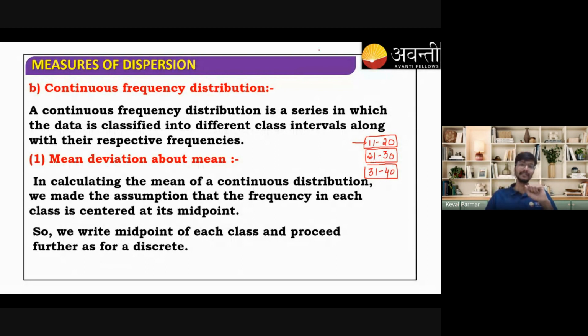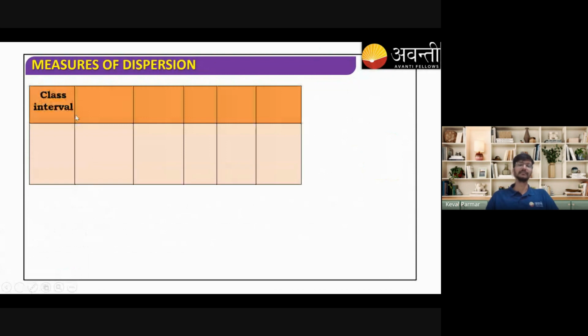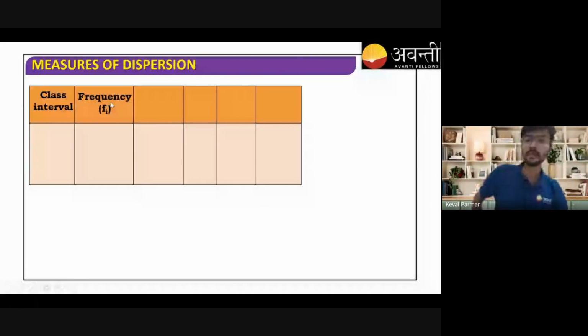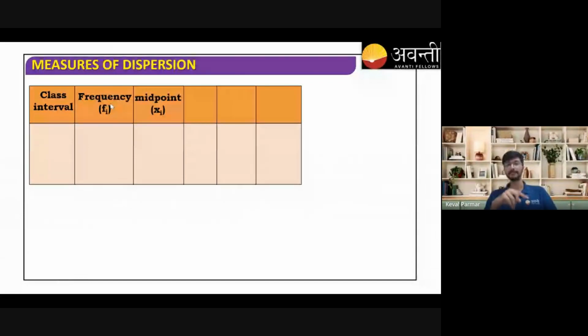So let's see how the table will look now. The table has class interval and frequency. Class interval means 11 to 20, 20 to 30, all the intervals, and frequency means how many observations occurred in that interval. Next, we have the midpoint of the class interval. Then fi xi, because we want summation fi xi, so we have to calculate fi xi.